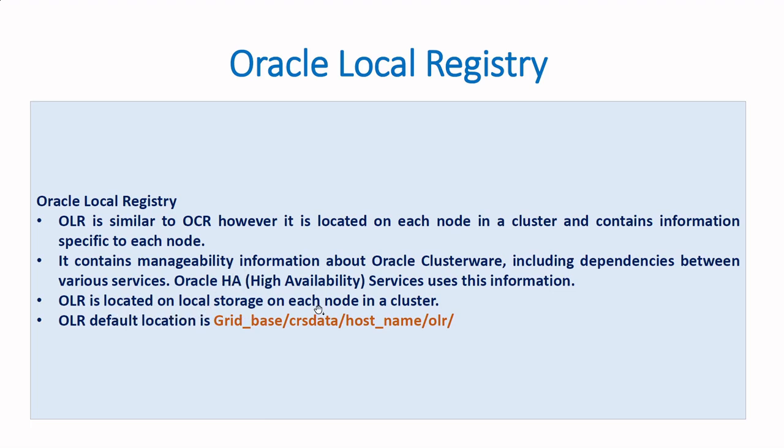OLR is located on local storage on each node. The OLR default location is grid base/crsdata/hostname/olr. So this is the default location of your OLR, and you have to replace hostname with the actual host name. So this is the grid base, and the location is grid base, crsdata, hostname, olr. So this is the location of your OLR.